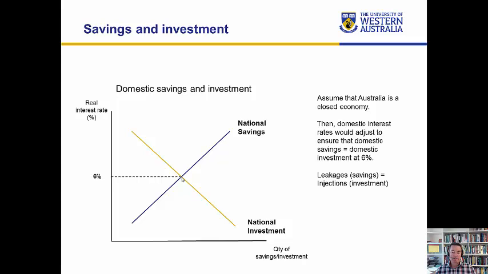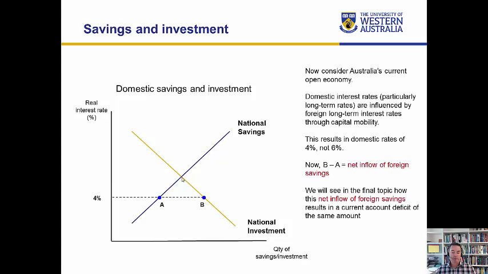Now, this is a closed economy, and it's really not an accurate representation of the situation in countries like Australia. So if we go to the next slide, this is more representative of an open economy such as Australia and our situation in terms of domestic savings and investment. Once again, we've got the demand and supply of loanable funds, which I've just called national investment and national savings respectively. But now we don't have a domestic interest rate of 6% because interest rates in Australia are to a large extent driven by global interest rates.